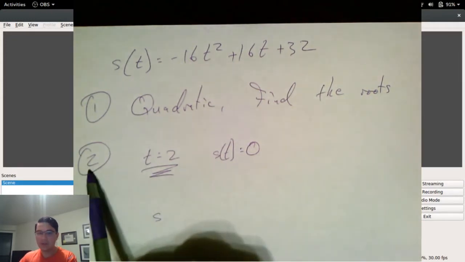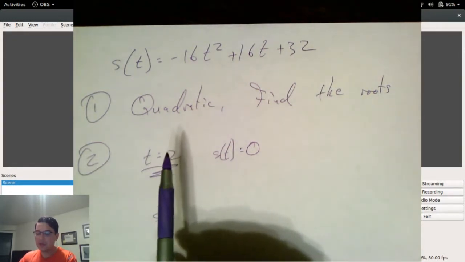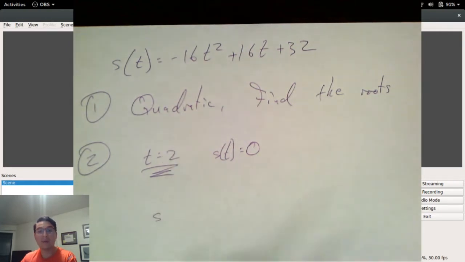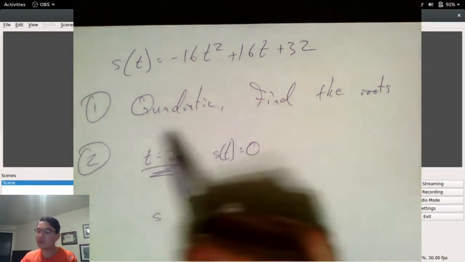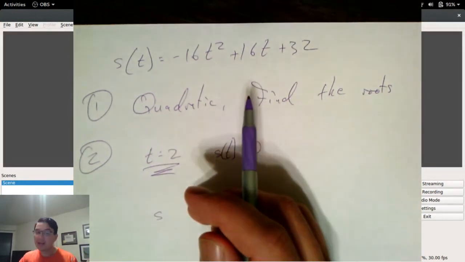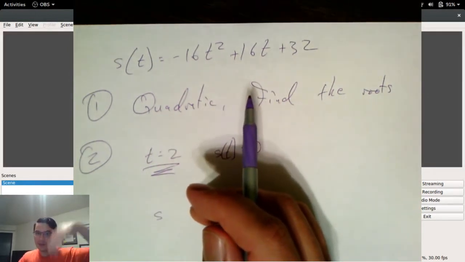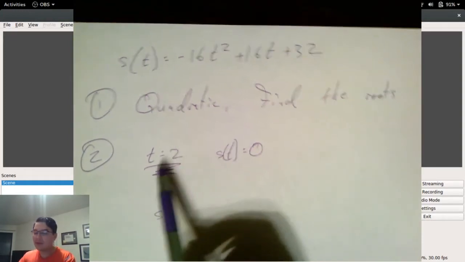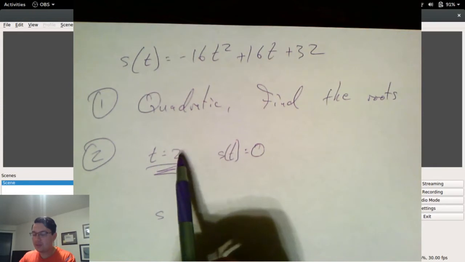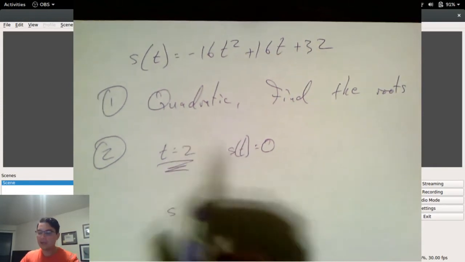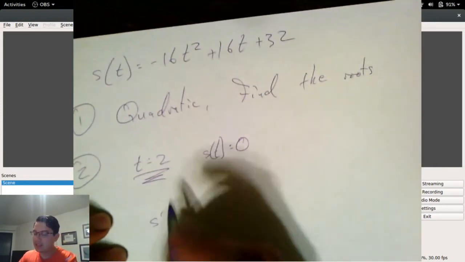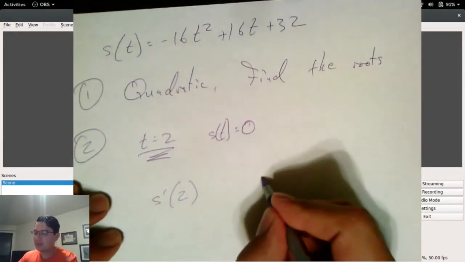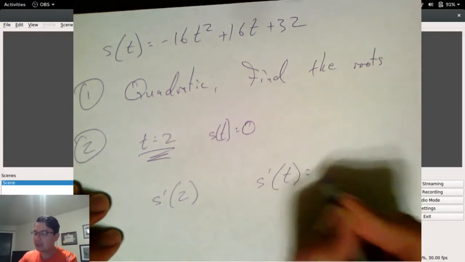For number 2 here, we're trying to find the instantaneous velocity at the point of impact with the water, and that happens according to our graph, and it's what you should have found as well when you were doing the quadratic here. Remember, negative time doesn't make any sense when you're jumping off of a diving board. So we take the positive value if you ever have a negative value. So at time equal to 2 seconds, we have impact with the water. So what we're looking for here is s prime of 2. In order to find s prime of 2, we first need s prime of t. So we're going to take the derivative of this thing.